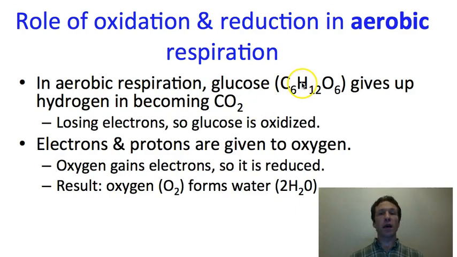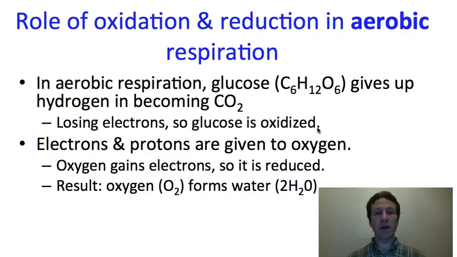So focusing on the loss of these hydrogens, if they are being lost, that means each time one is taken away, one proton and one electron is removed. This is because a hydrogen really is just one proton plus one electron. Remember that oxidation is loss of electrons. So if glucose is losing hydrogens in this process, it's losing electrons, and therefore it is becoming oxidized.